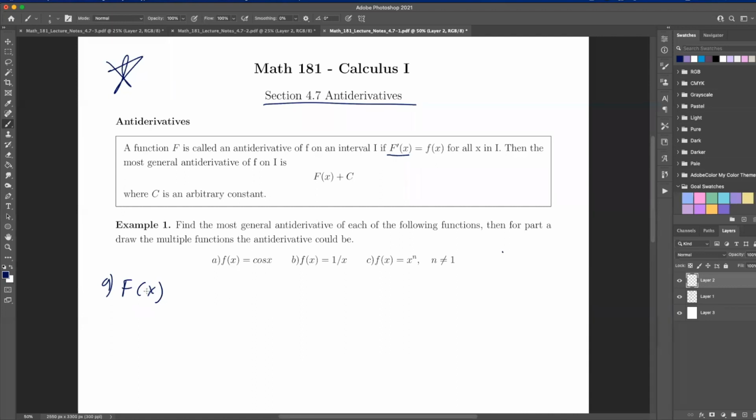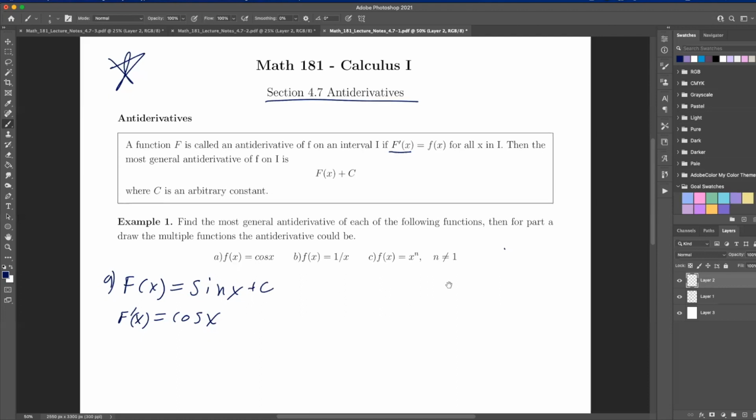Yes, sine of x. Let's type in sine of x real quick. If I took sine of x and took its derivative, I get cosine of x, so f prime of x is equal to cosine of x. The antiderivative in this case would be sine of x, but I'm going to add plus c, and let me show you why this is important.